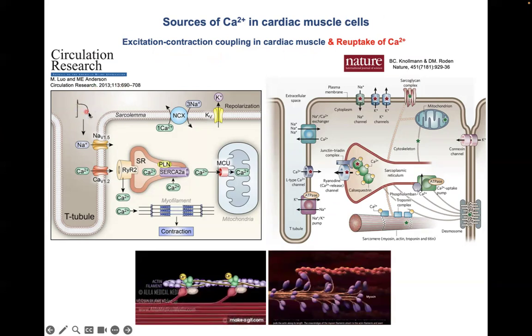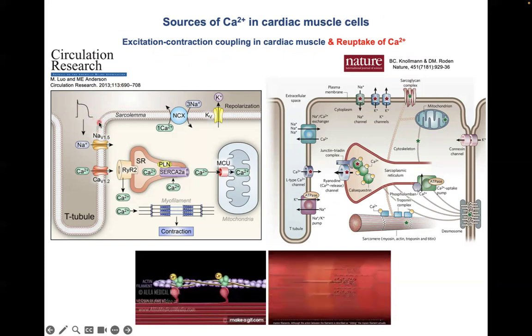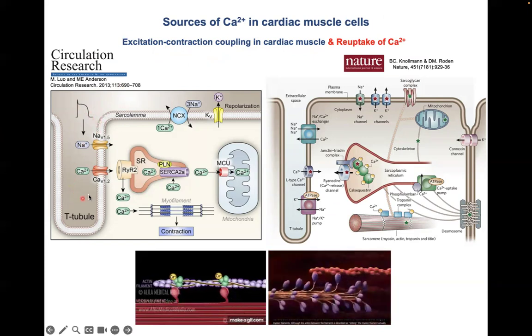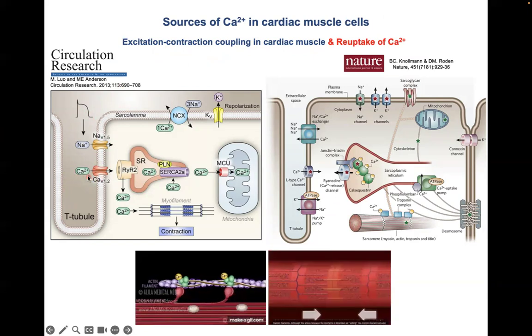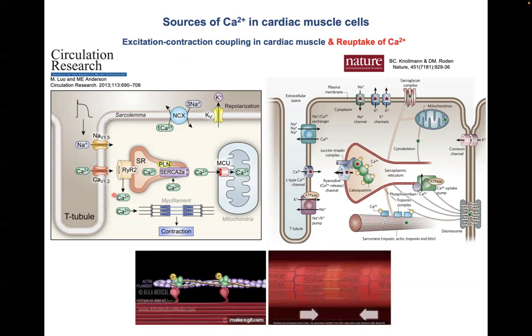We can see here an action potential arriving at myocardial cells. The action potential depolarizes the membrane potential and changes the configuration of voltage-gated calcium channels. They open up. Calcium has large electrochemical forces, so we have calcium influx. Calcium from the extracellular space moves into the cytosol. It increases the calcium concentration. This accounts for 20% of the increase.